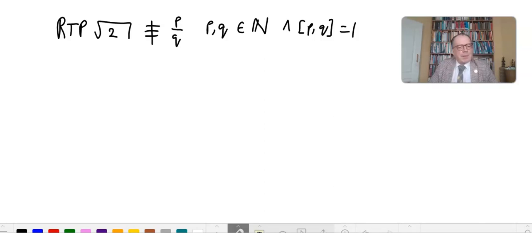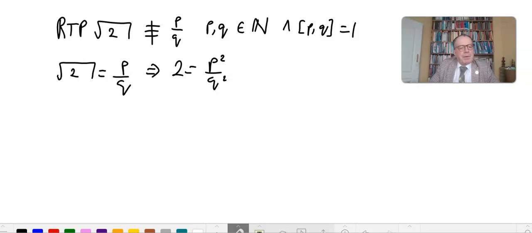Today we are going to prove that the square root of 2 is irrational by exploiting an even-odd contradiction. That is to say, we are going to show that the supposition that the square root of 2 is rational entails that an odd number can be equal to an even number.